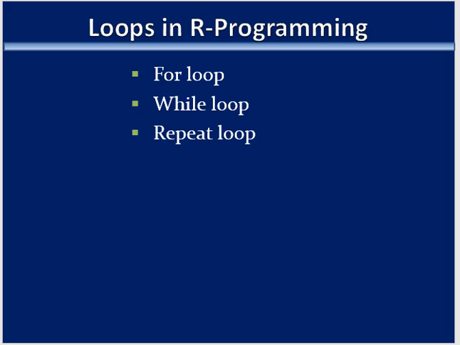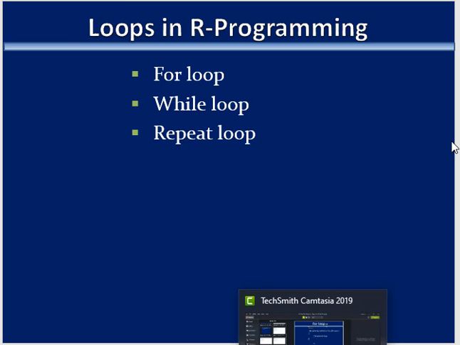So we know different kinds of loops in other programming languages. We know three kinds of loops: the for loop, the while loop, and the do while loop. Similar to the other programming languages, we have three loops in our programming language. Those are the for loop, the while loop, and the do while loop, which we'll call the repeat loop here. Let us see them one by one.